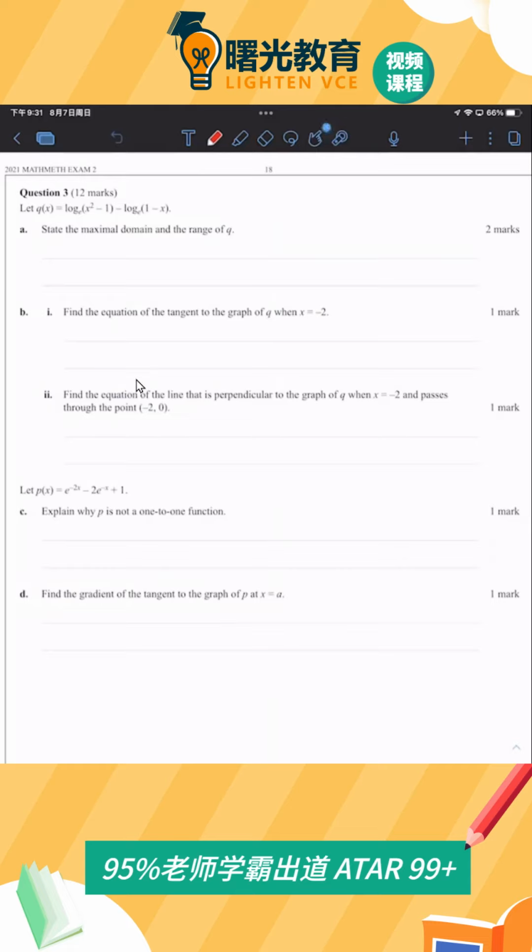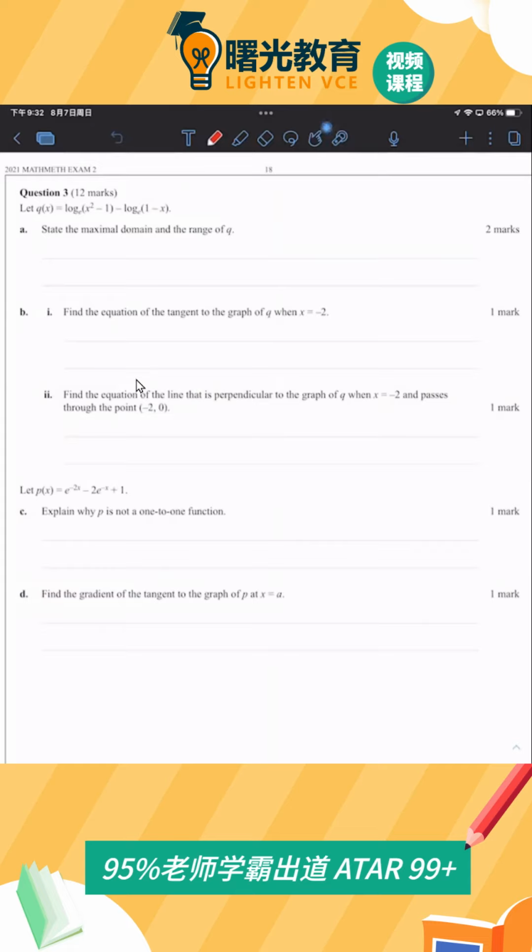The question I selected is also from the real test from last year, exam 2 extended response question 3. All these questions relate to functions, graphs, and basic knowledge. First things first, let's go through it. Q(x) equals log base e of (x squared minus 1) minus log base e of (1 minus x). Now, the first one is very, very straightforward. State the maximum domain and the range of Q.